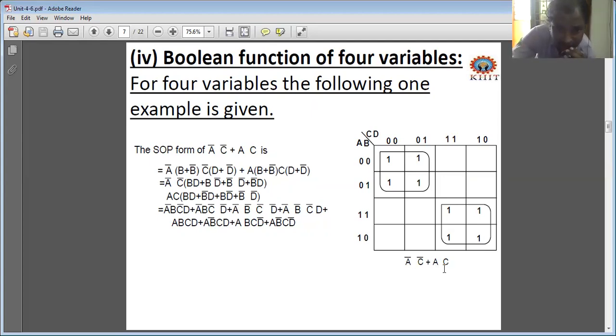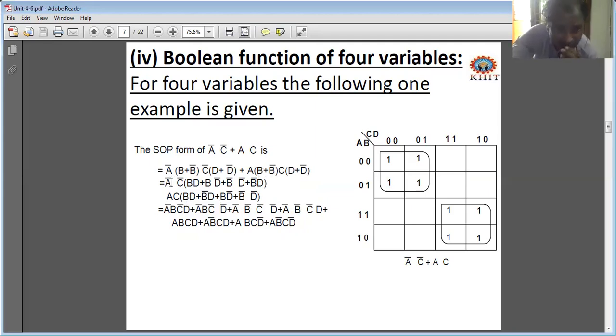Okay. Now, if you want to bring this out, you just make it into SOP form of A bar, C bar plus AC. That means wherever there is A bar, C bar, there is no B term and there is no D term. So we write B plus B bar, and D plus D bar. In AC, there is no B term and no D term. That means A C into B plus B bar into D plus D bar.